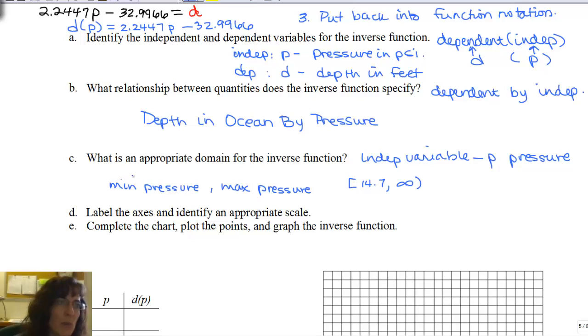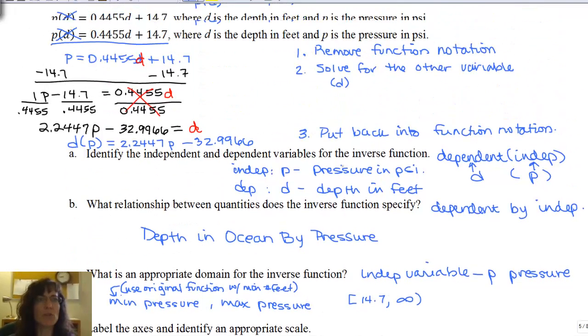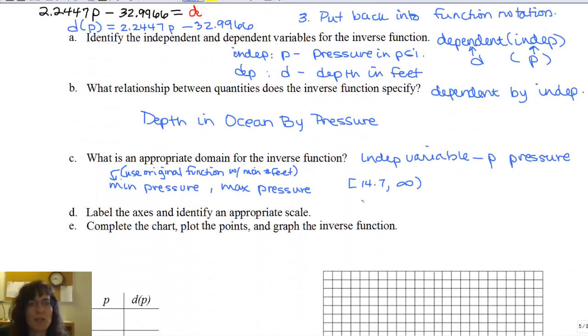So to find the minimum pressure, use the original function with the minimum number of feet. That's how we came up with the minimum pressure. And then we know the pressure could increase and increase. We're not sure how high it's going to go, so we'll just leave it as infinity. So 14.7, because that was what we got from our original function for our minimum depth. So we plugged it into the original, and that gave us 14.7. 14.7 is our minimum here.